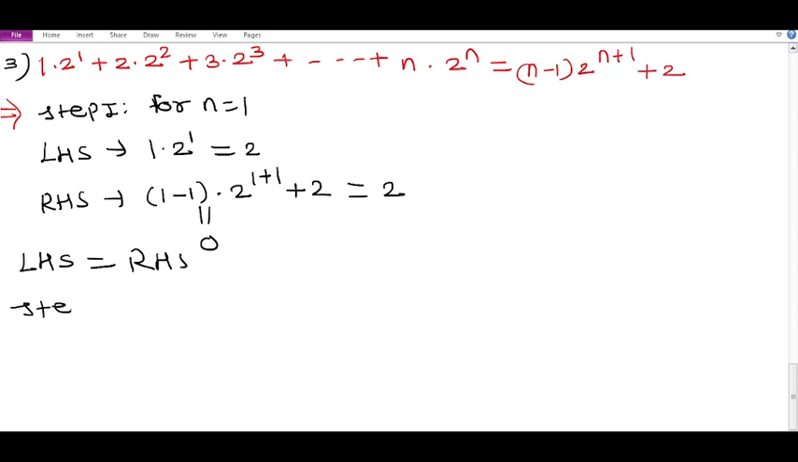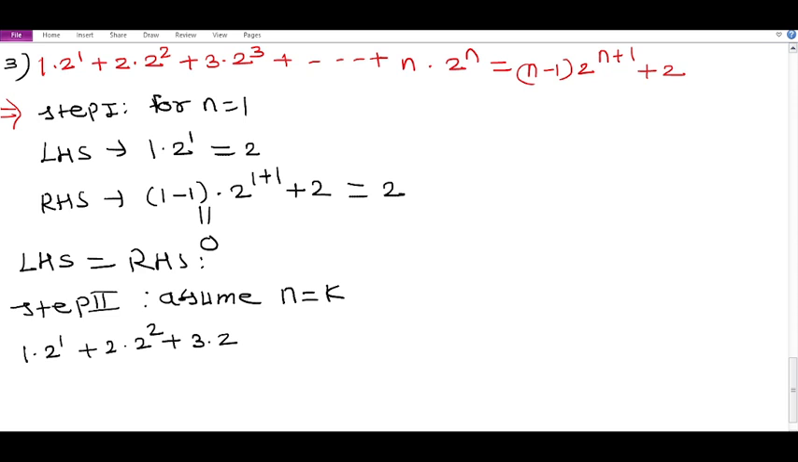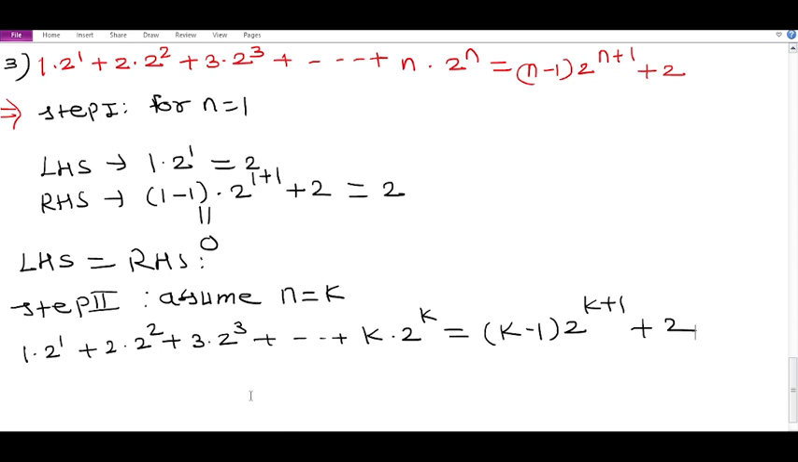Now step number 2, we assume the result is true for n equal to 1. Here we assume for n is equal to k. Assume that our result is true for n equal to k, that is 1 into 2 raised to 1 plus 2 into 2 raised to 2 plus 3 into 2 raised to 3 plus ... plus k into 2 raised to k is equal to (k minus 1) 2 raised to (k plus 1) plus 2. So we assume this.